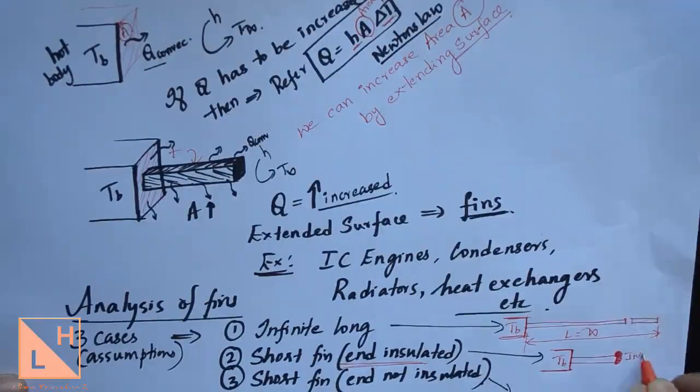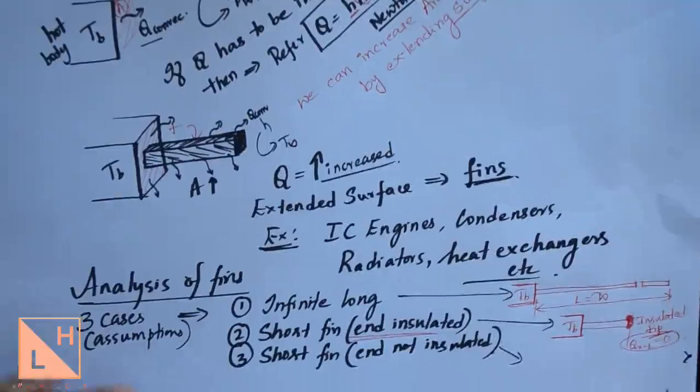Next is the short fin. You have the end insulated, which means the tip of the fin will be insulated by an insulating material, which means the heat loss at the tip will become zero.